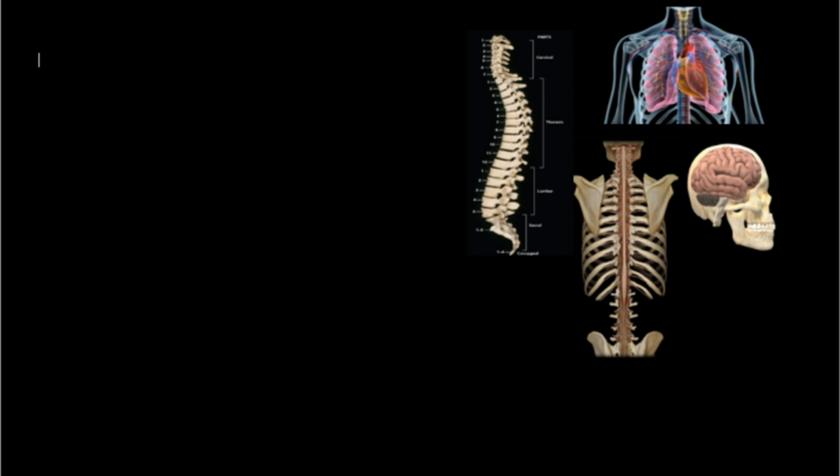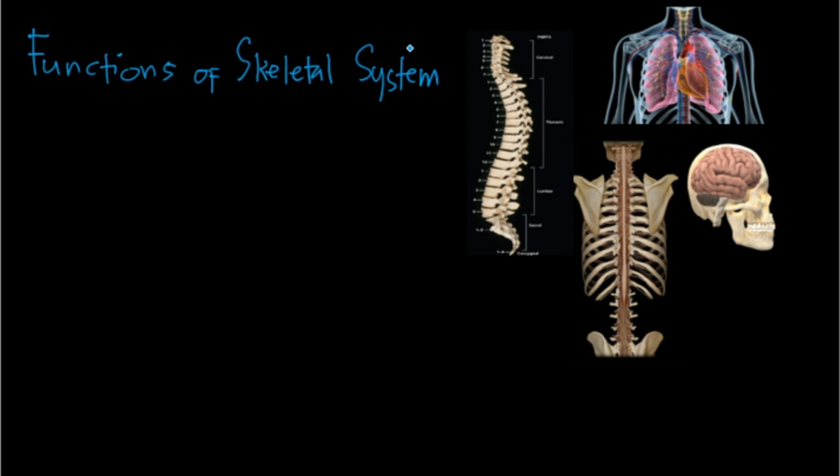Now let us also discuss the important functions of your skeletal system. First function of your skeletal system is for shape, because basically it's the bones that give the body its structure. That is why it's for shape.